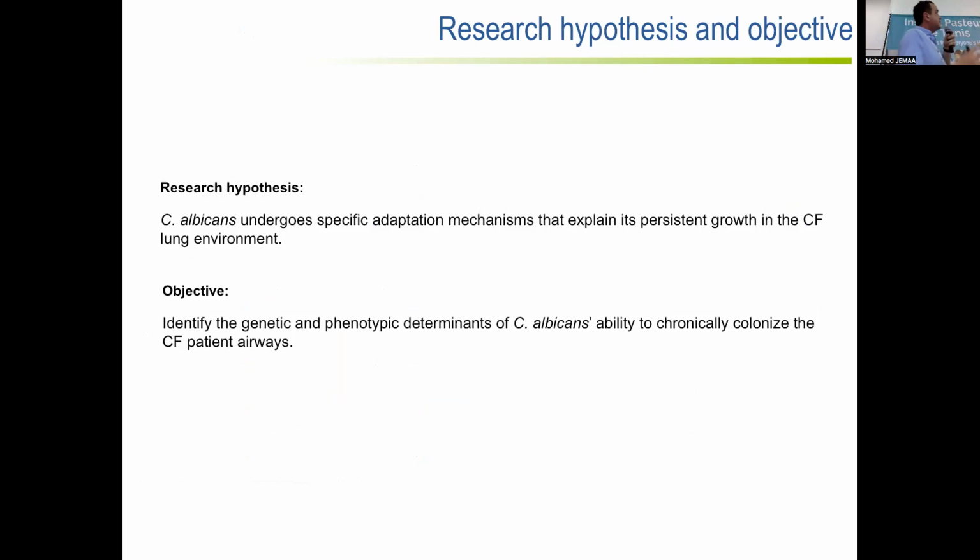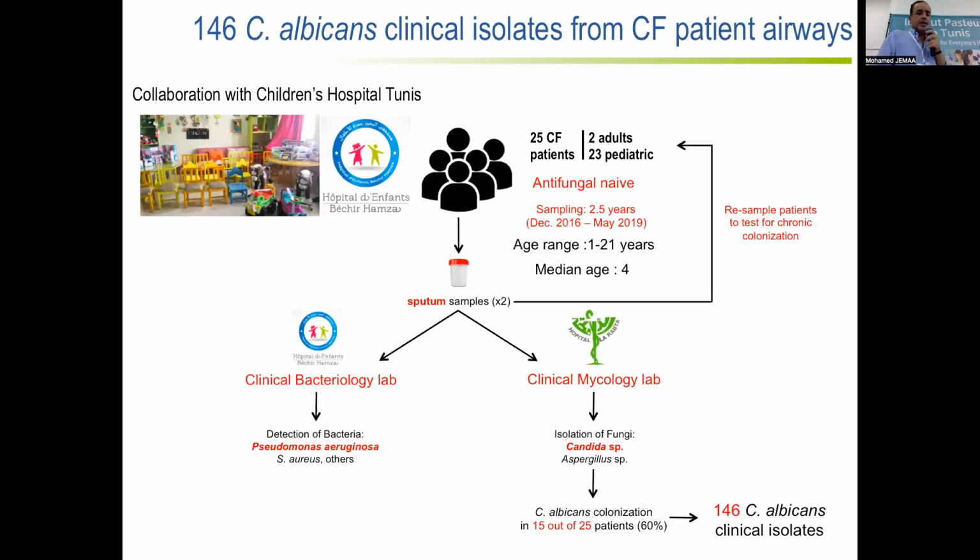So the hypothesis of the research is that Candida albicans would undergo specific adaptation mechanisms that explain its chronic growth in the lungs of those patients. And the objective of the study, the MISA's project, is to identify the genetic and phenotypic determinants of Candida albicans' ability to colonize the airways of those patients.